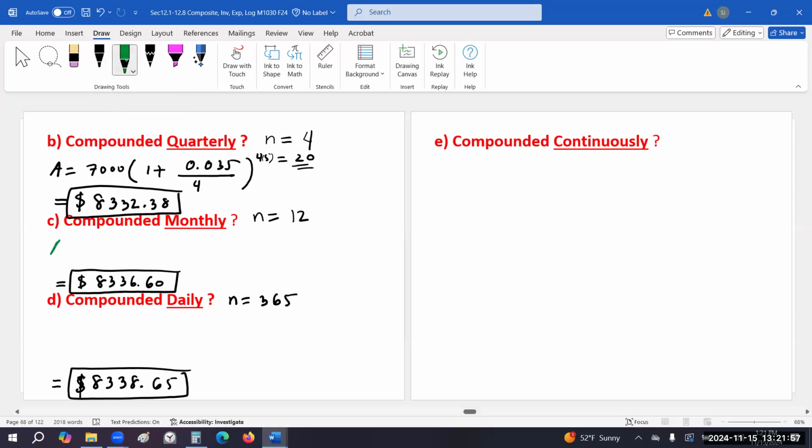For M12, our amount, this is going to be part of the calculator portion, right? Okay, 0.035 over 12, and 12 times 5 is 60. So I want to see this. You must write down the equation, the substitution, and then the answer. If you just give me the answer, your point will be 0, because I don't know how you got it, but you have to show.